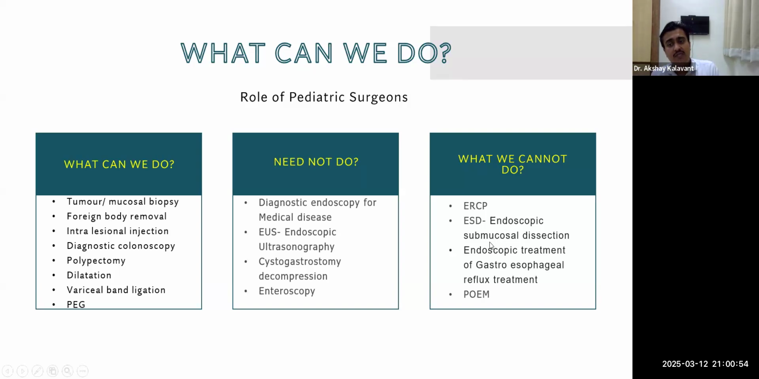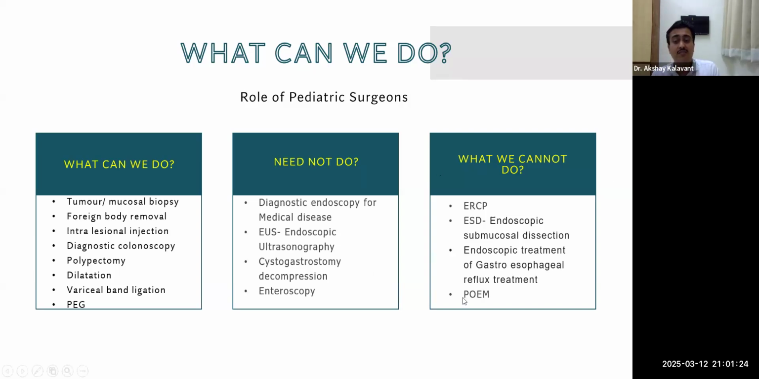Next is endoscopic submucosal resection. This is usually done for malignancy. Again, it doesn't come under the scope of pediatric disease treatment. Endoscopic treatment of gastroesophageal reflux. Of course, there's a treatment for esophageal reflux disease. There are gadgets used for that, but this requires a dedicated team, and at the same time, the gastroscopes used for this are different. They have a wider diameter, which cannot be used in children.